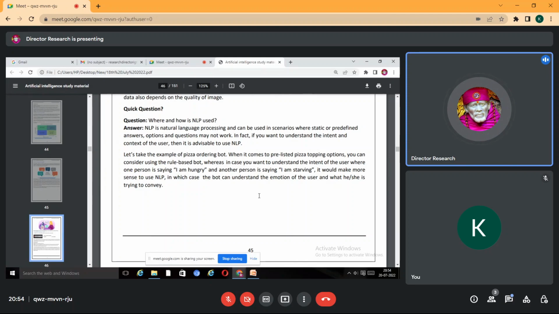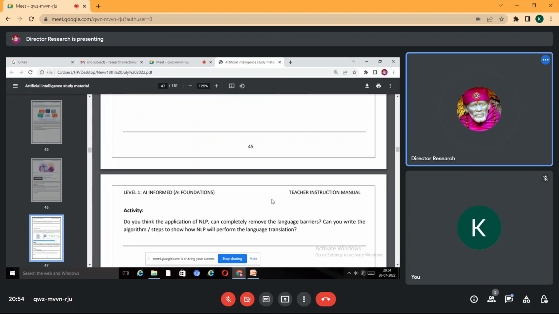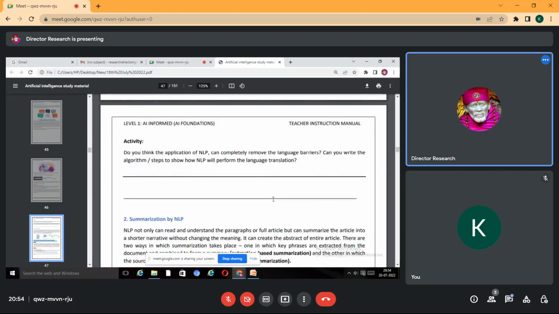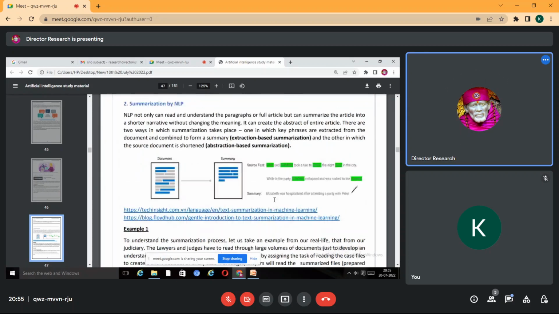Let's take the example of ordering something. For those options, you can consider a rule-based chatbot. Applications of NLP: summarization. NLP can not only read and understand the paragraphs of a full article, but can also summarize the article.